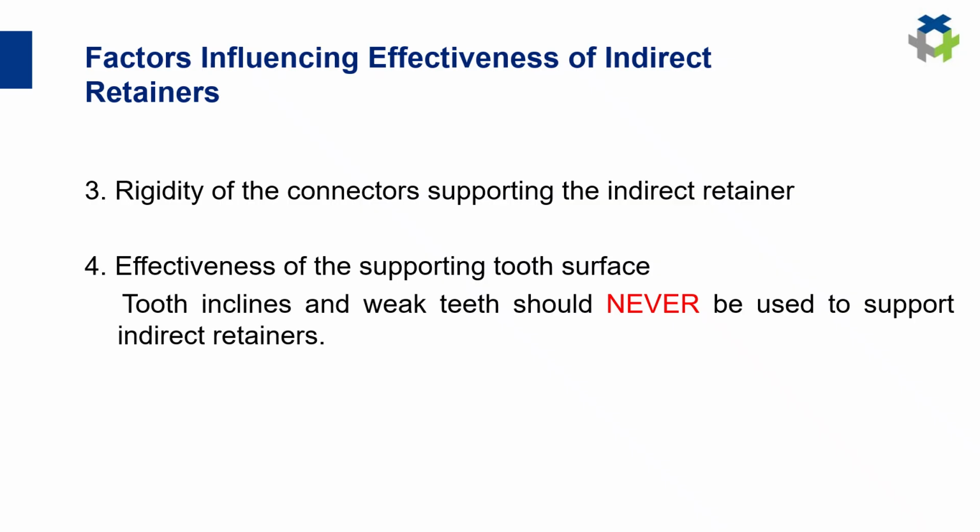The effectiveness of the supporting tooth, as I told you, we should have a firm canine with a proper cingulum or a premolar which are capable of supporting. For example, if the tooth inclines, that is, your canine does not have a good cingulum, in that case you cannot place an occlusal rest or an incisal rest on this tooth, because it is not going to prevent the slippage of this indirect retainer.